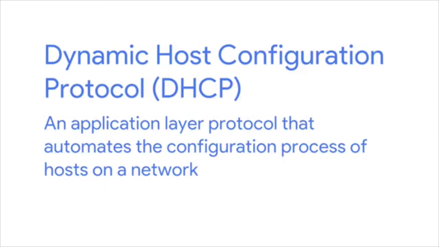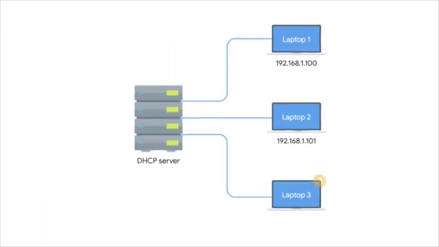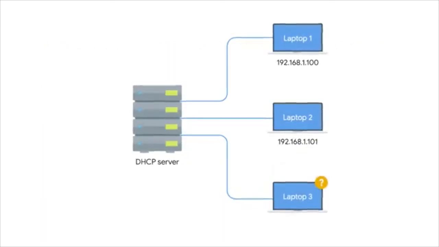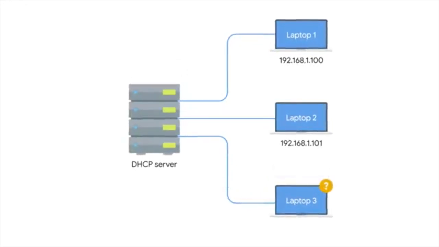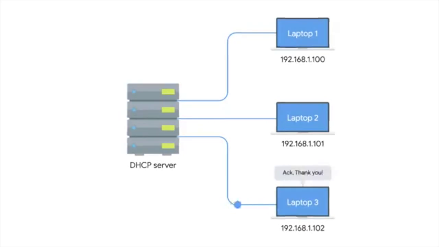DHCP is an application layer protocol that automates the configuration process of hosts on a network. With DHCP, a machine can query a DHCP server when the computer connects to the network and receive all the networking configuration in one go. Not only does DHCP reduce the administrative overhead of having to configure lots of network devices on a single network, it also helps address the problem of having to choose what IP to assign to what machine.